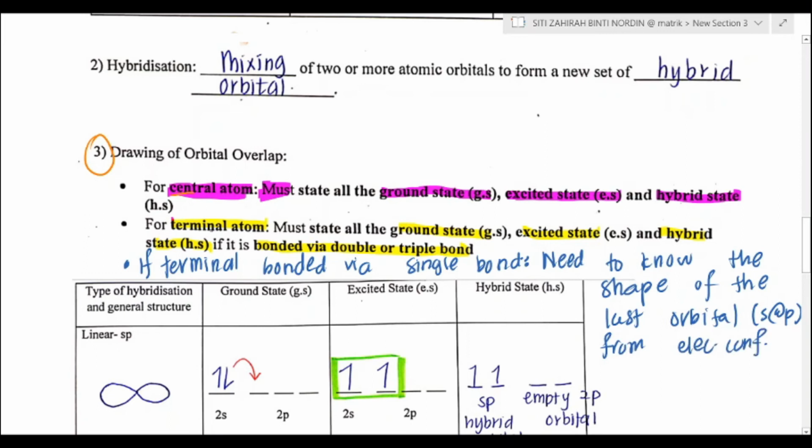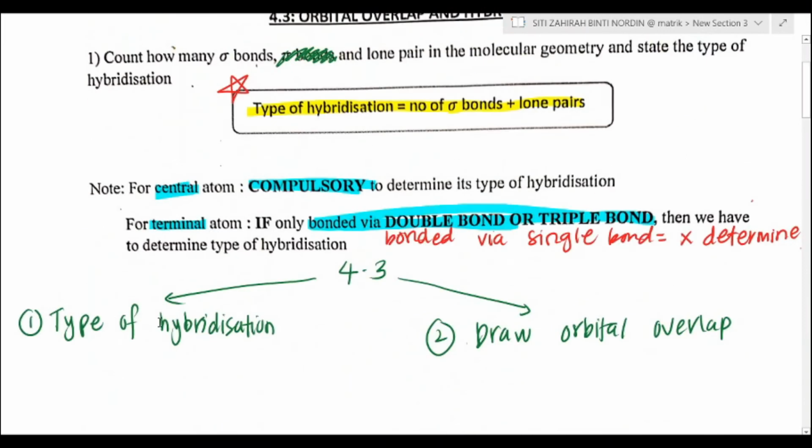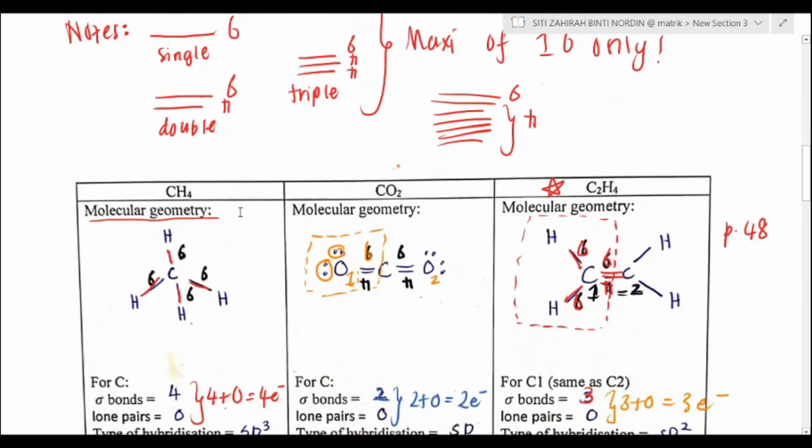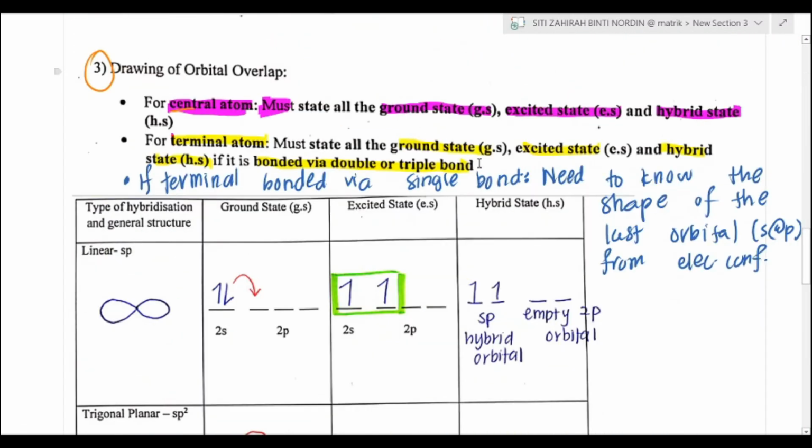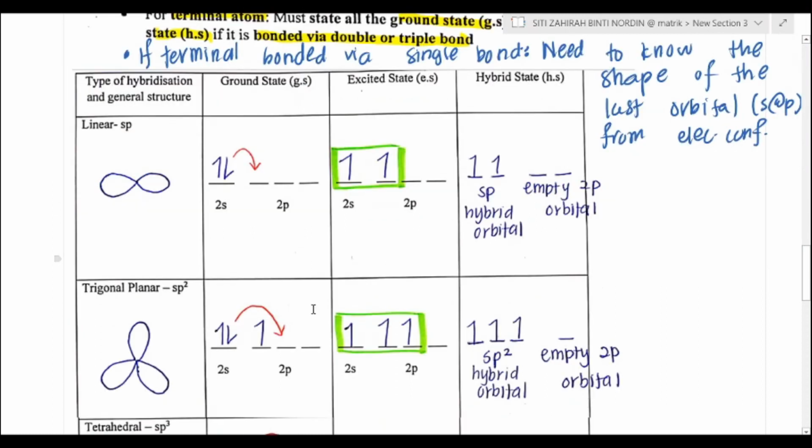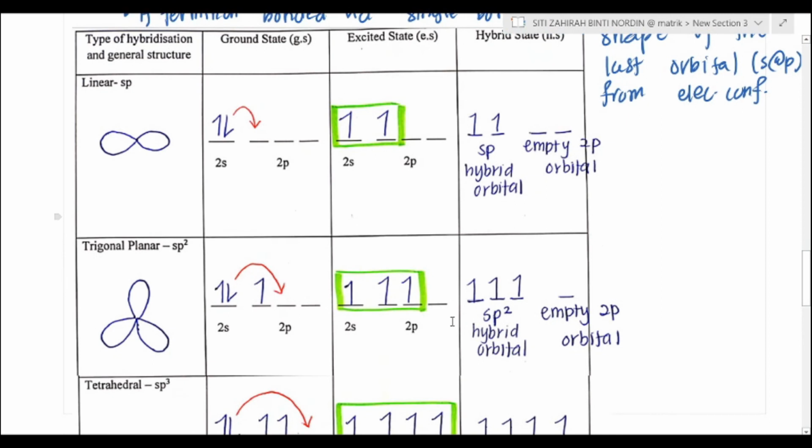So remember back to determine type of hybridization. Okay, if it is bonded via double bond or triple bond, then we have to determine the type of hybridization. So if we have determined the type of hybridization, then we have to determine the ground, excited, and hybrid state when we're going to draw the orbital overlap. So turn on to page 49. I want you to copy down all of these in the notes in GC.